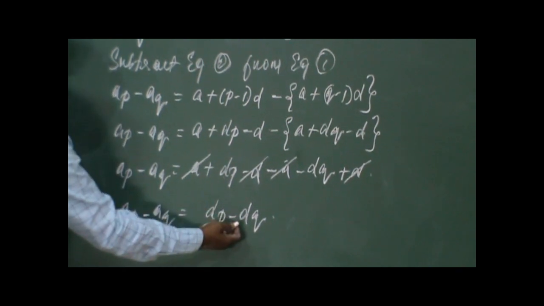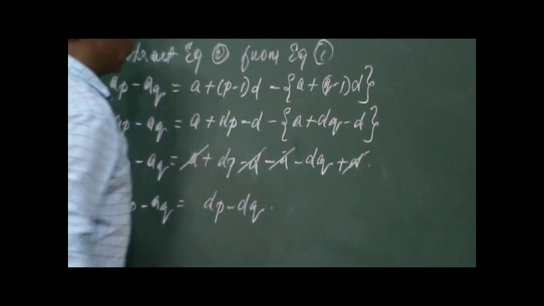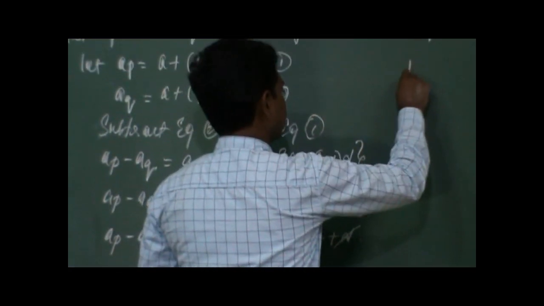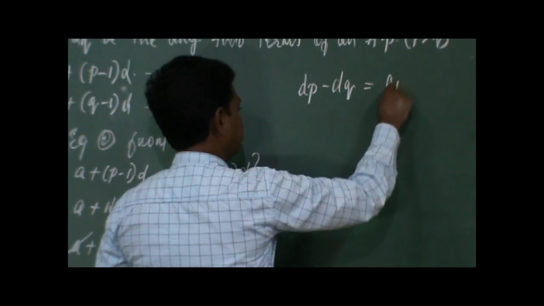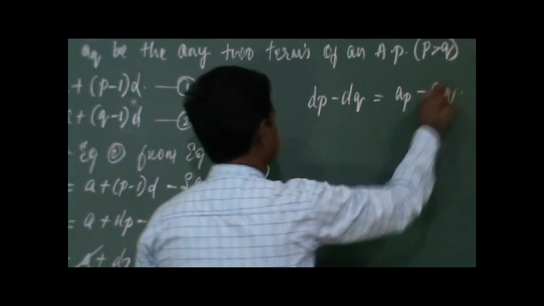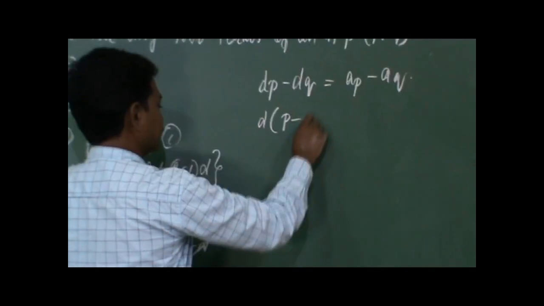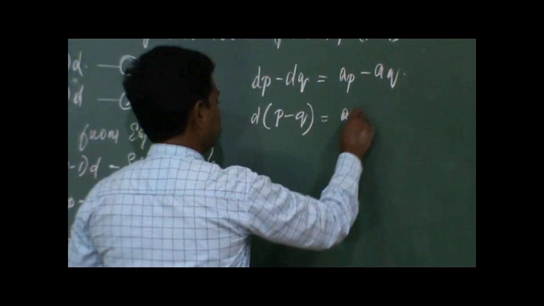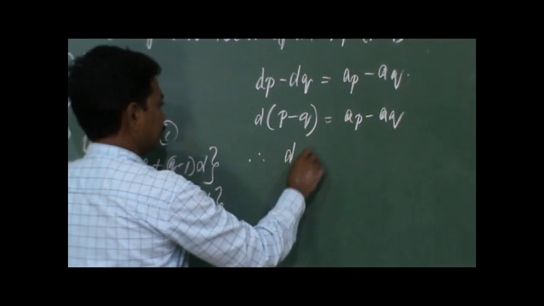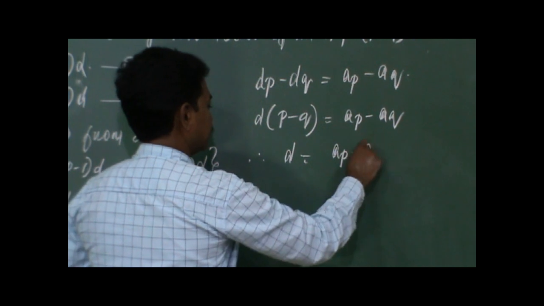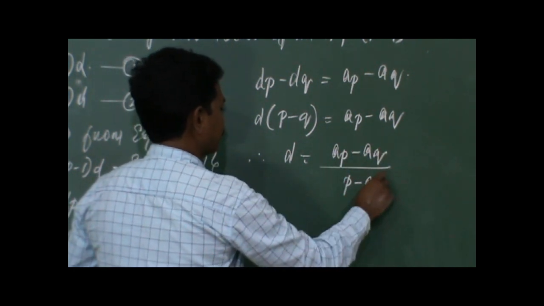So write the RHS as LHS and the LHS as RHS. It gets converted like this: dp minus dq is equal to AP minus AQ. Take D as common, so that becomes D times (P minus Q) is equal to AP minus AQ. Therefore D is equal to (AP minus AQ) by (P minus Q).